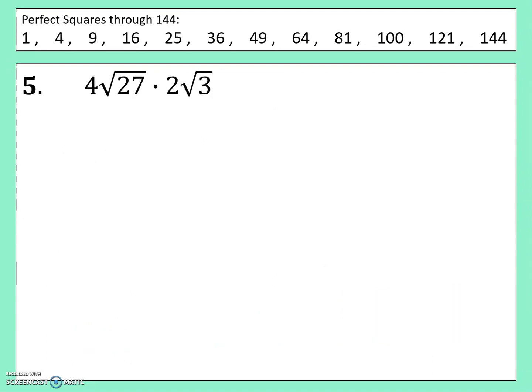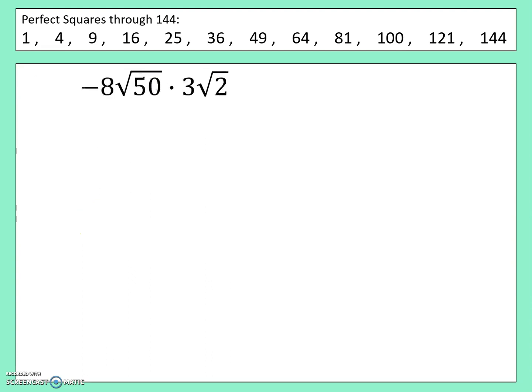Okay, number 5. Now we're multiplying. When we multiply the outside numbers, 4 times 2 is 8. And then we multiply the inside numbers. 27 times 3 stays on the inside, becomes 81. Now normally we'd look to split up the 81 and simplify it, but actually we notice that 81 is a perfect square. So we keep the 8. The square root of 81 is just 9. 8 times 9, our final answer is 72, and we're done with that problem. Try the next one and then come back to check.